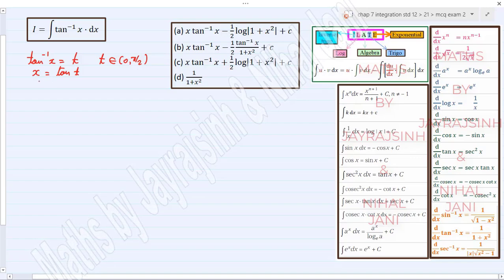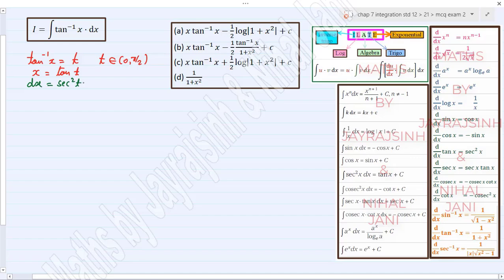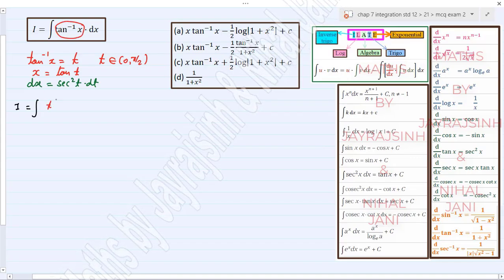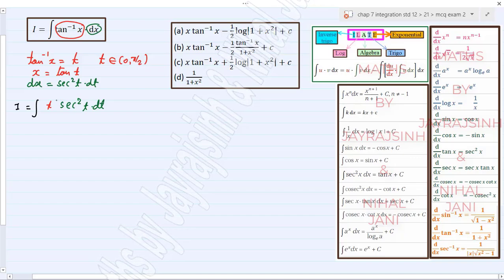Now if we differentiate both sides, we will get dx is equal to the differentiation of tan t, which is sec square t dot dt. So we are ready to modify our integration. Instead of tan inverse x, we substitute t, and instead of dx, we substitute sec square t dot dt. Now we are ready to apply the multiplication rule.